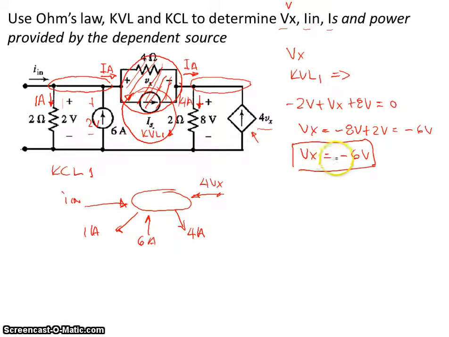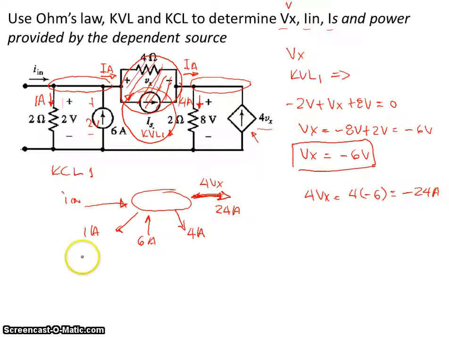But since we know that V sub x is minus 6 volts, then 4 V sub x is actually 4 times minus 6, which is minus 24 amps. And so that means that instead of going in, the actual direction of this current is 24 amps going out.